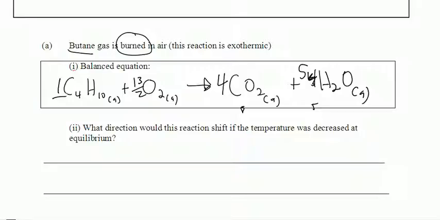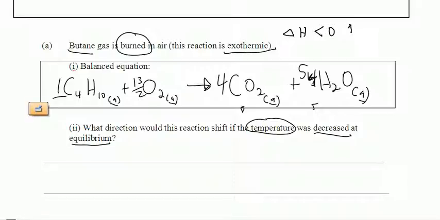Which direction would this reaction shift if the temperature was decreased at equilibrium? Okay, first off, everybody counts because they're all gases. Secondly, they're talking about temperature. So, this reaction is exothermic. It means delta H is less than 0. If delta H is less than 0, increasing temperature makes it shift left, and decreasing temperature makes it shift right at equilibrium. This is from the sheet that the sub should have passed out to you today.